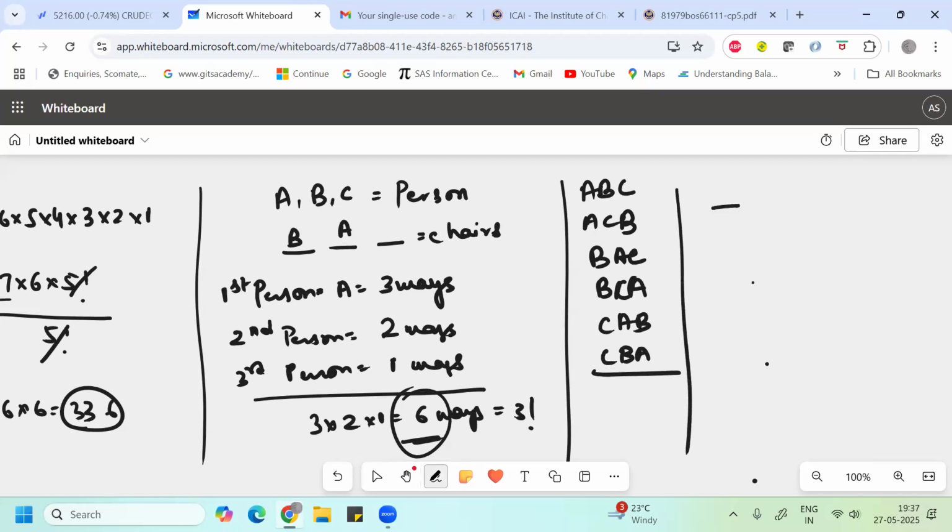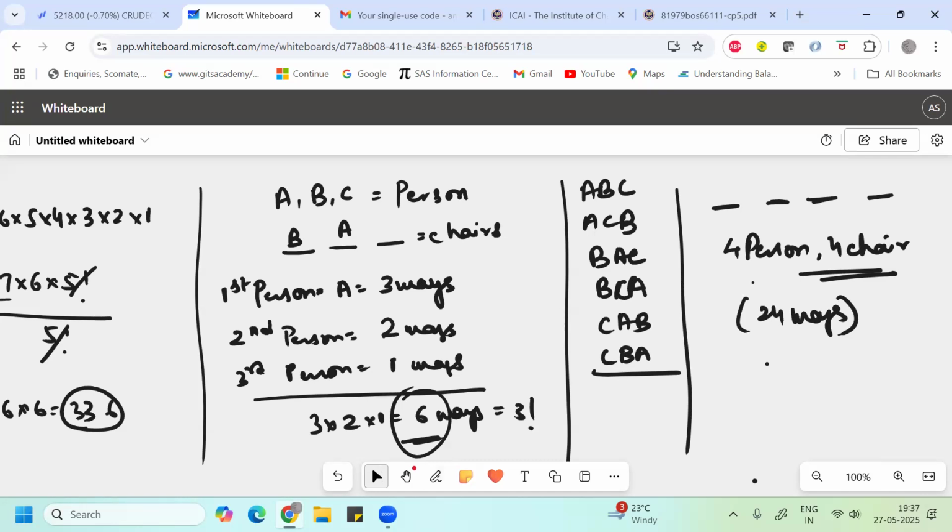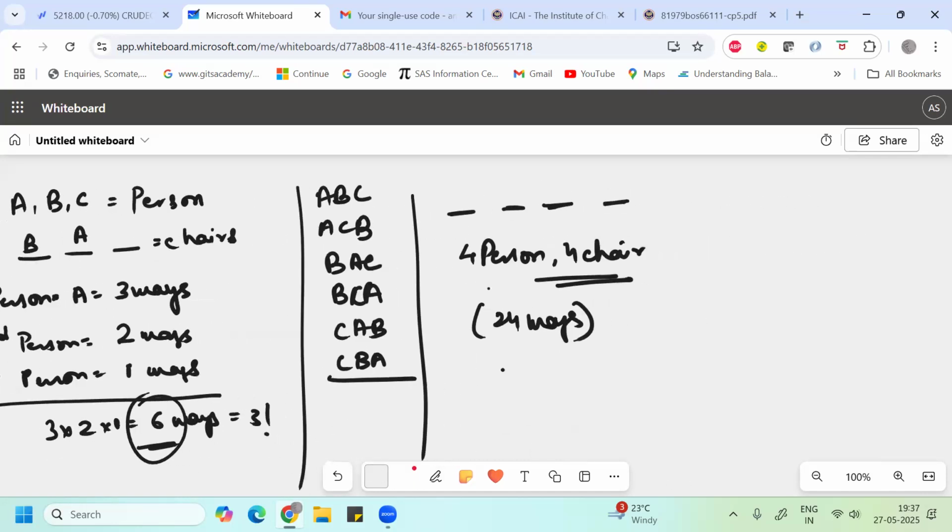Now, if I give you four chairs, and suppose four persons are there and four chairs are there, in how many ways can they sit? The answer would be 24 ways. Now finding this manually would be very difficult, as you have to write 24 ways. You have to write A, B, C, D. Then A, B, D, C. Then you can write A, C, B, D. Then A, C, D, B.